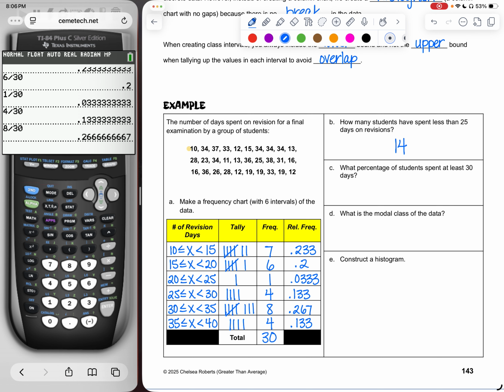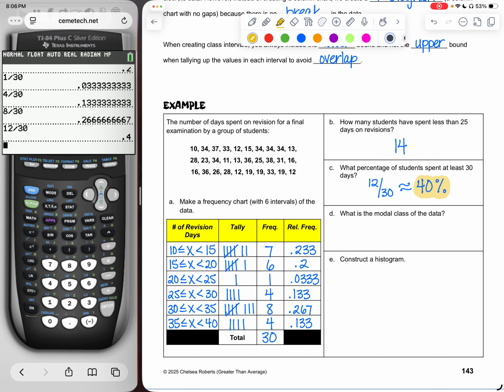C says, what percentage of students spent at least 30 days? Okay. Spent at least 30 days reviewing. So if we do 30 days or more, 30 days or more is going to be these last 2 intervals here, which means we will have 8 and 4, which makes 12. So we will have to do 12 out of 30. So 12 divided by 30 is going to be equal to 40%. That's the percentage.